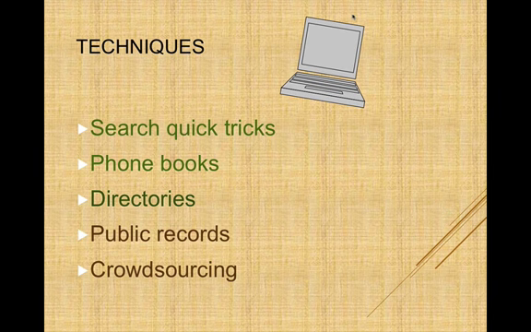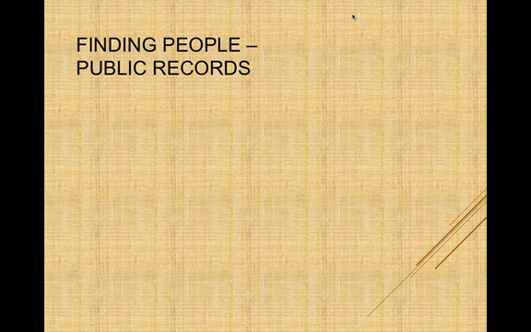Okay, just a quick recap. We've learned some quick tricks in search engines to find people. We've used phone books to put in a name and find a number if it's listed. And we've put in numbers and addresses and reversed them to find who lives there. We've looked at an experts list and a couple of professional directories. Now on to public records, which is really the fun stuff.